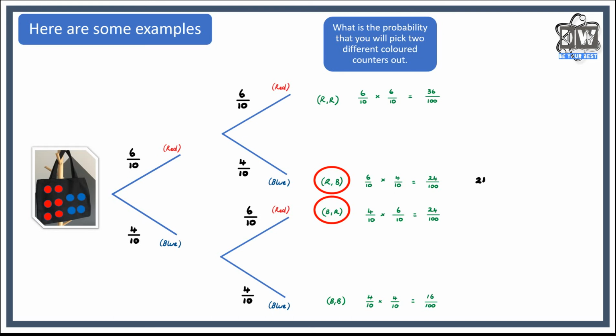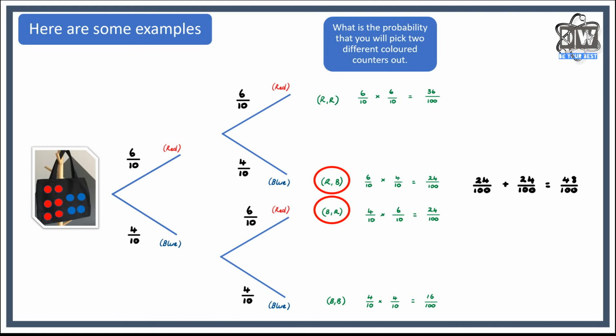All we do is we add them together. 24 over 100, adding 24 over 100 gives us 48 out of 100, which is slightly less than half, isn't it? Now, I know that that could cancel down, but right now I just want to leave it as that.